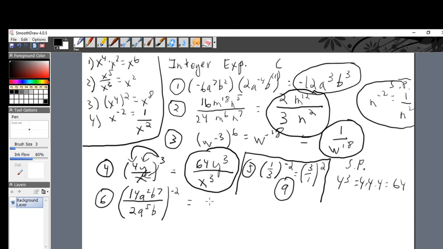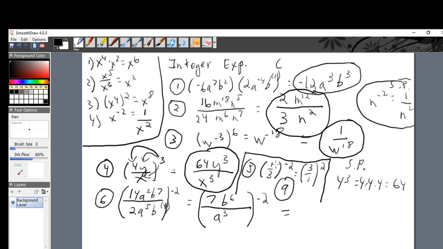Here we go. 14 over 2 is 7. A2 over A5, who wins? The 5. A3 is on the bottom. B7 over the invisible B1, the B7 wins. 7 minus 1 is 6, so it's B6. All of that has to be raised to the -2 power. We haven't changed anything yet.